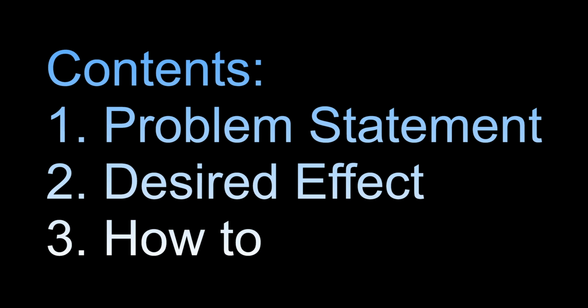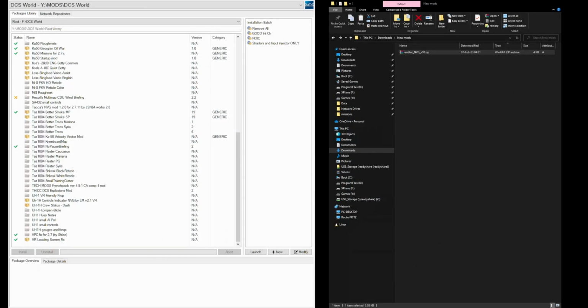So how do we do that? How do we achieve our desired effect? Just go on the DCS download section under user files. You will find an Unblur NVG mod. It's a small file that you can download and save on your hard drive, like so. And then you have to unzip it into your DCS root folder. So you just open it like this.